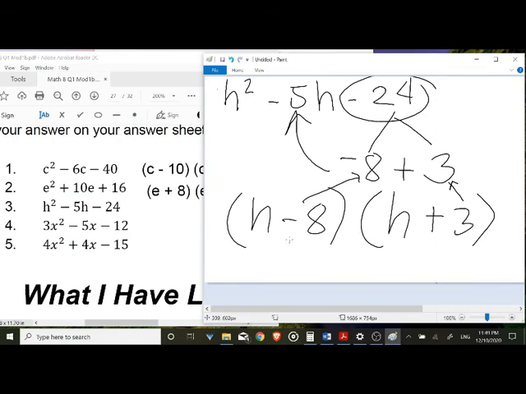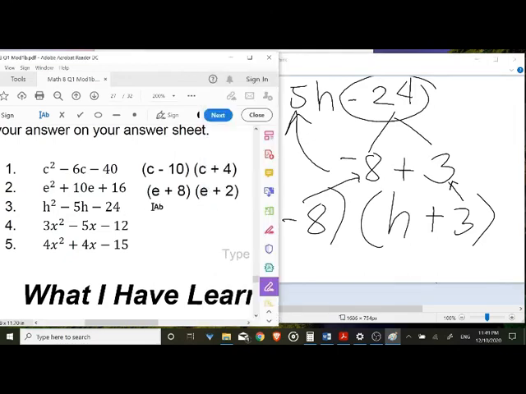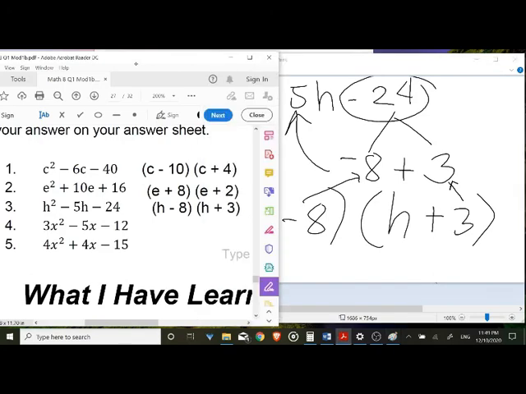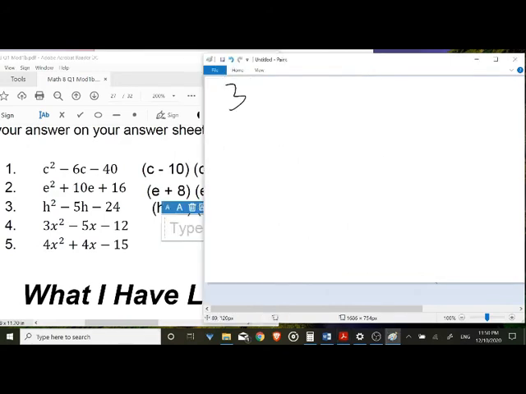So again, class, you can check the answer by multiplying the two binomials. Okay. Number 4. 4 and 5 class ay gagamit na po tayo ng ibang proseso kasi yung leading coefficient niya ay 3. Sa number 5 naman ay 4. Hindi na sila equal to 1. So, 3x squared minus 5x minus 12.